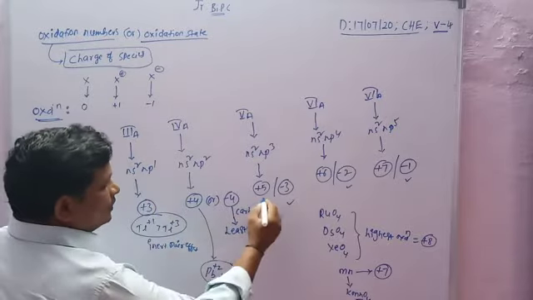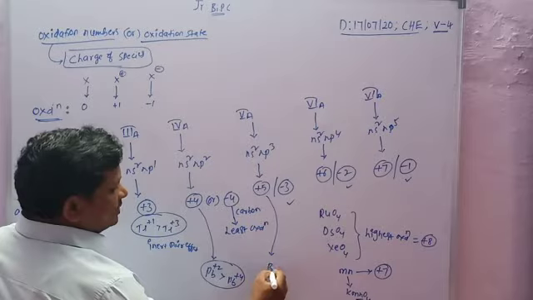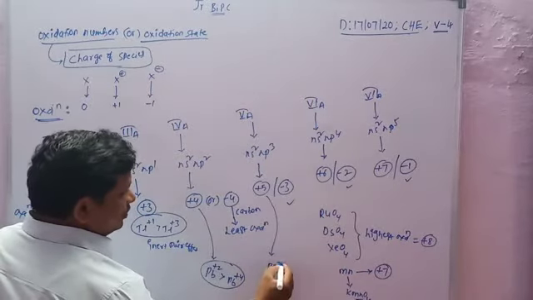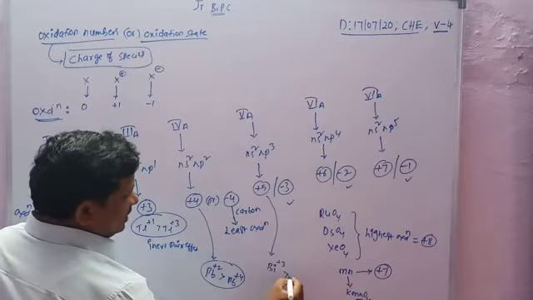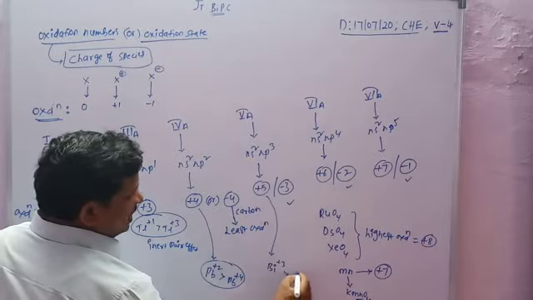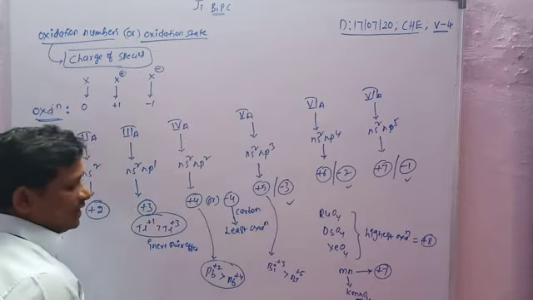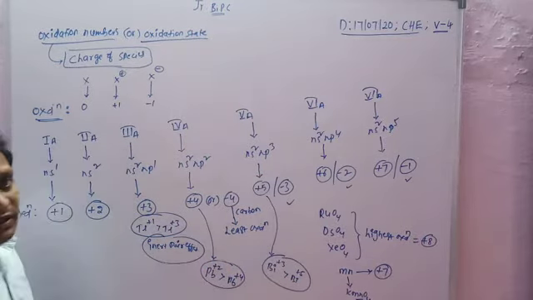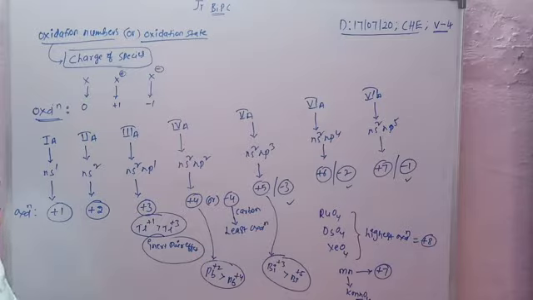And also in the fifth group, nitrogen, phosphorus, arsenic, antimony, bismuth: Bi +3 is more stable compared to Bi +5. So all of these are due to the inert pair effect. The inert pair effect means non-participation of ns electrons in bonding. Now some exceptional oxidation numbers.